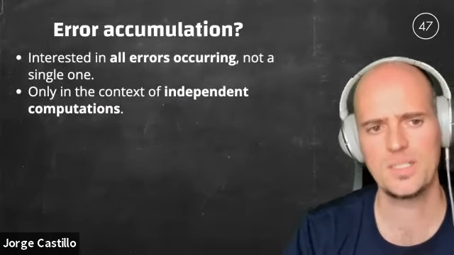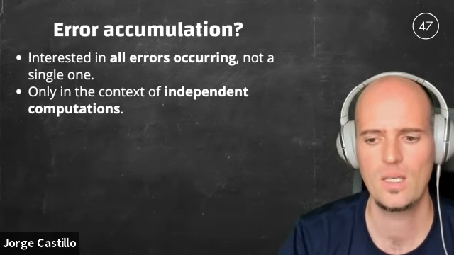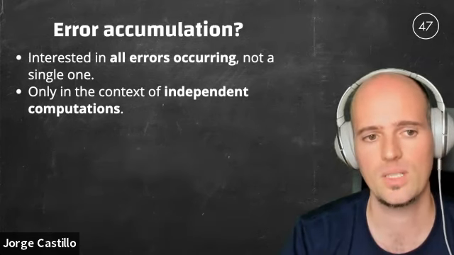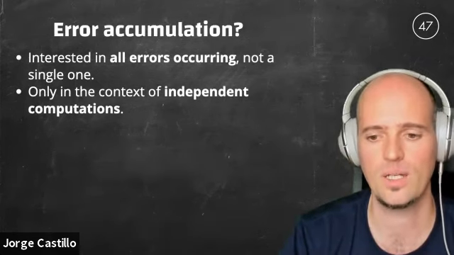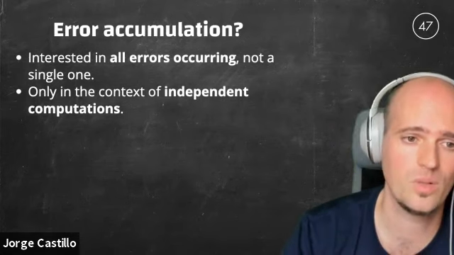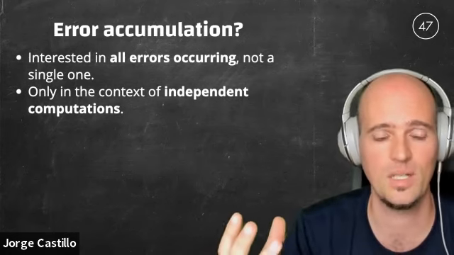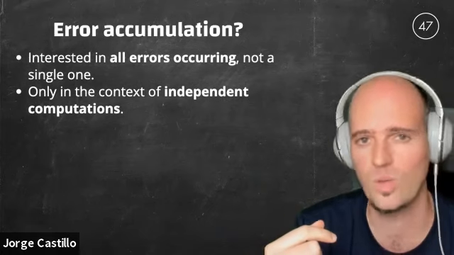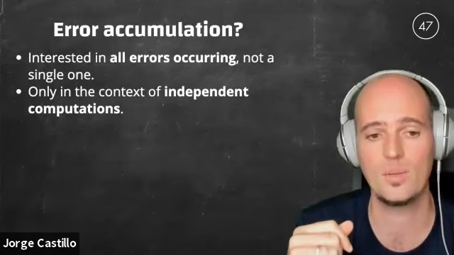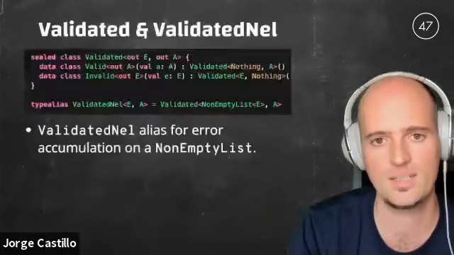So that's for sequential computations. But what happens if we care about all the errors possible? Because if we are talking about dependent or sequential computations, it's impossible for you to accumulate errors, because if the previous one failed, you can never run the next one in the chain, meaning that there's always a single error that is forwarded right until the end. But if you really care about accumulating errors, that's only possible in the world of independent computations. Let's see an example of this.